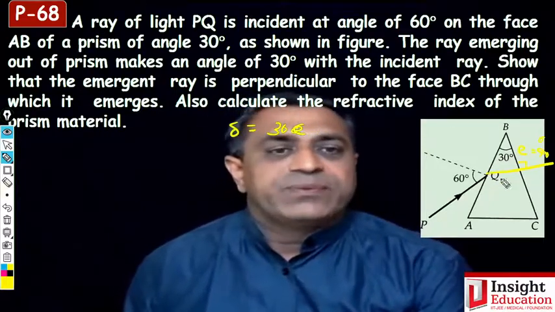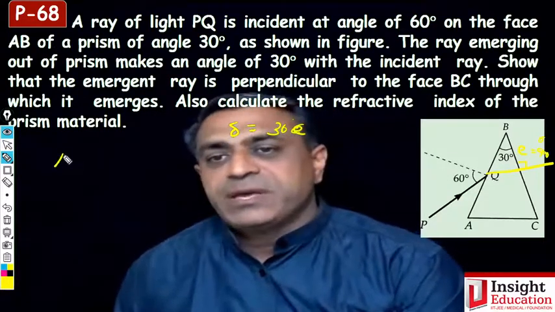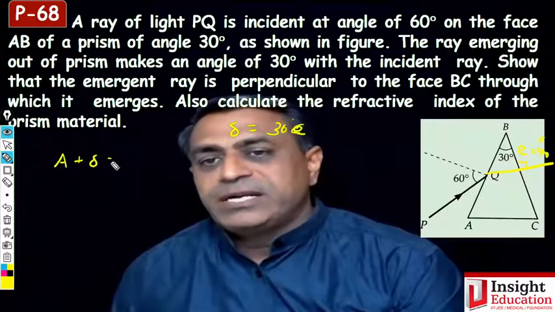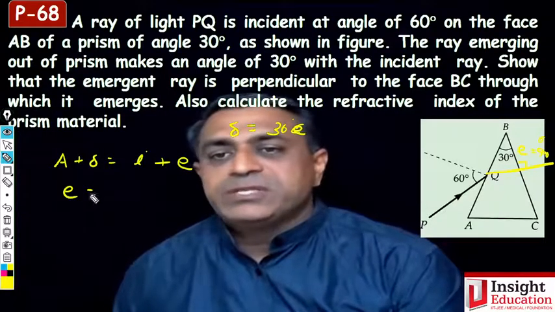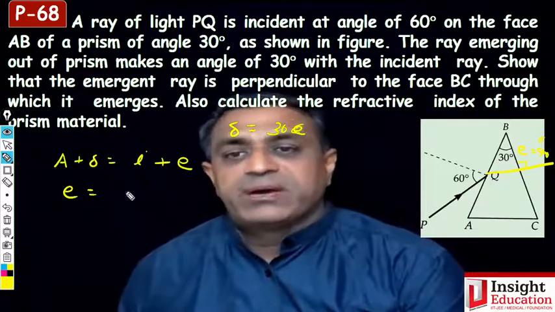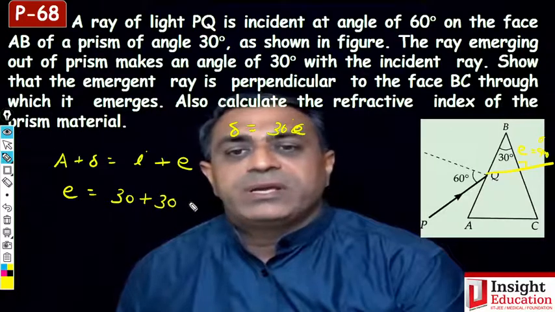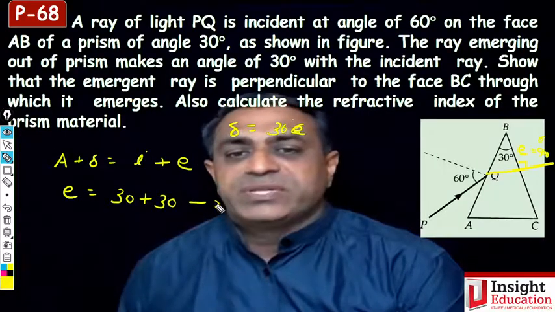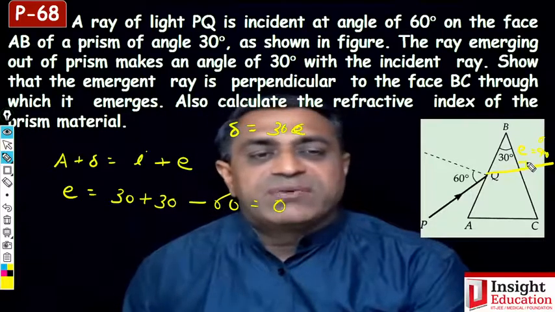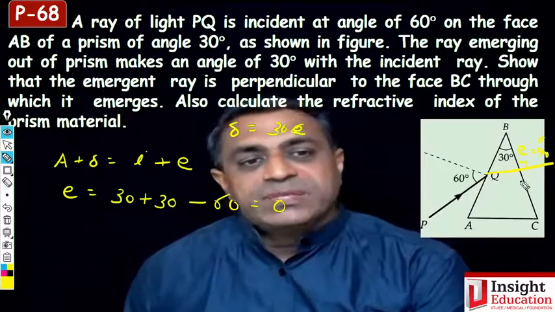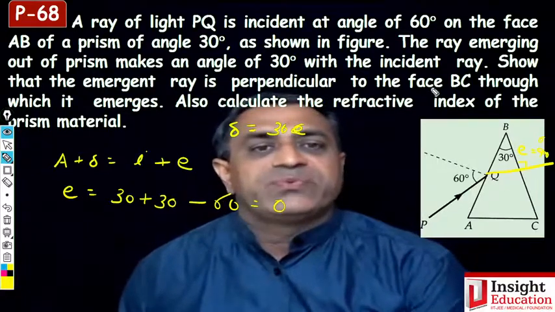Okay. So now delta is given, A is given, I is given. So equation is A plus delta is equal to I plus E. So E is equal to A, angle of prism, so that is 30, plus delta, so that is also 30, minus angle of incidence, so that is 60. So angle of emergence is 0. So now you can see E is equal to 0. It means emergent ray is perpendicular to face BC.